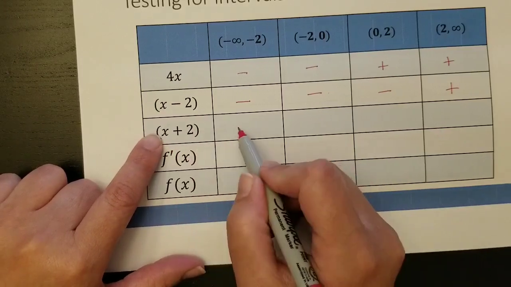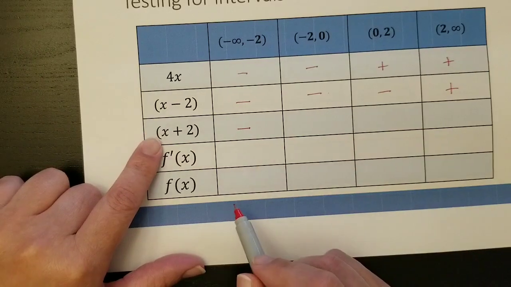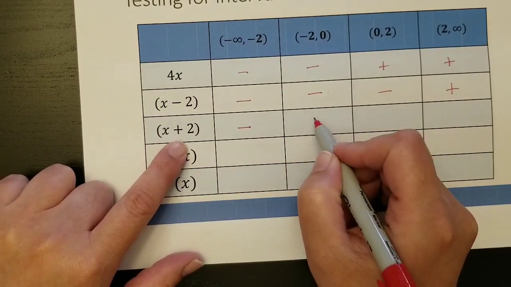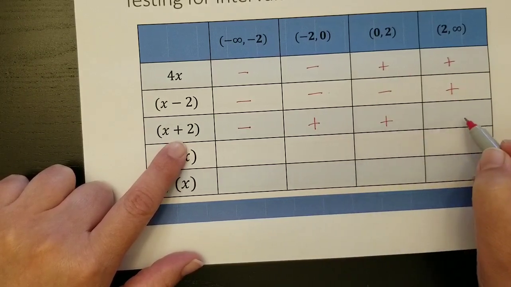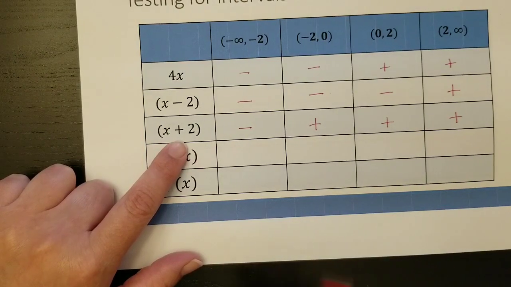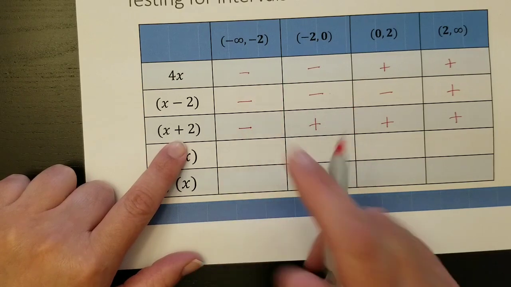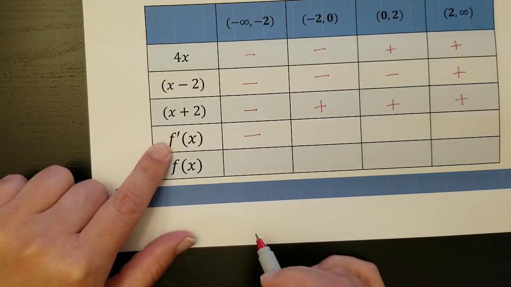For x plus 2, this interval will give you a negative for the factor. Between -2 and 0, if you add 2, you're going to get a positive number, and any positive number between 0 and 2 or 2 and infinity, adding 2 will also give you a positive. So then I just look at the signs here. I have 3 negative factors. That means my derivative will be negative.